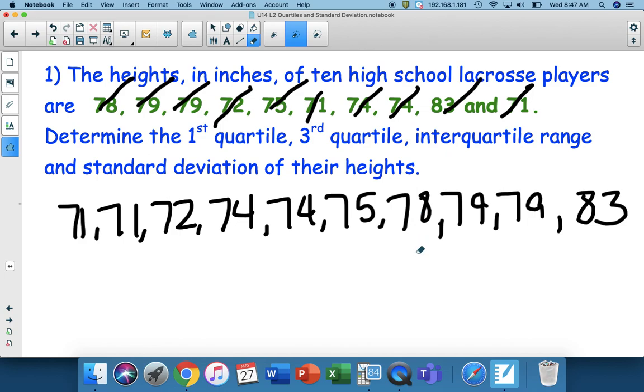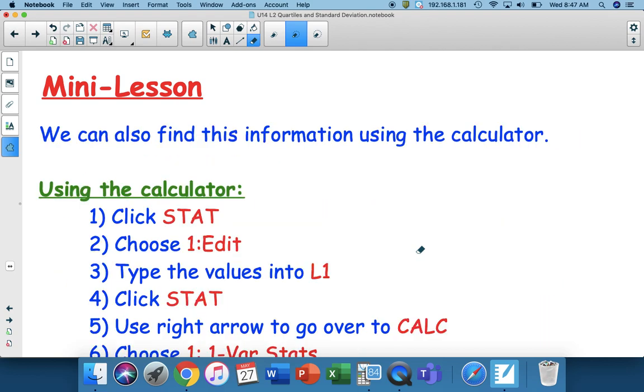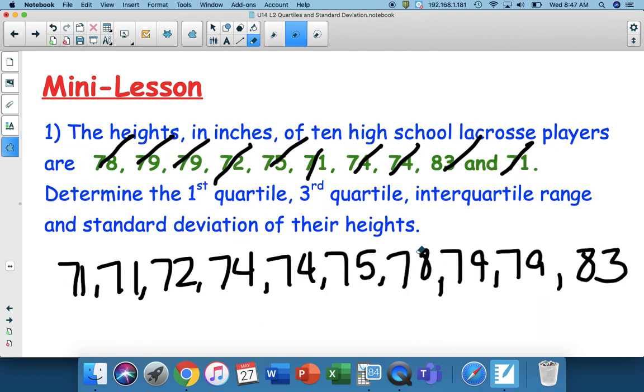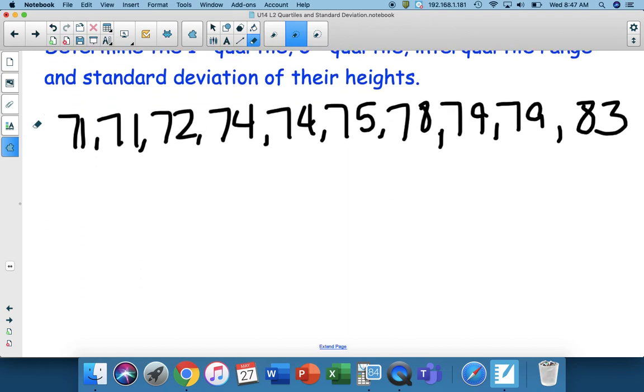So, in order to determine the first quartile, we have to figure out what the median is first. Because remember, we had to cut this list in half. Remember what we said for Q1 and Q3. The first quartile, or Q1, is the median for the lower half, and the third quartile is the median for the upper half. In order to figure out what the halves are, we have to figure out our median and then cut this list in half. Now, depending on where your median is, it depends where you cut the list.